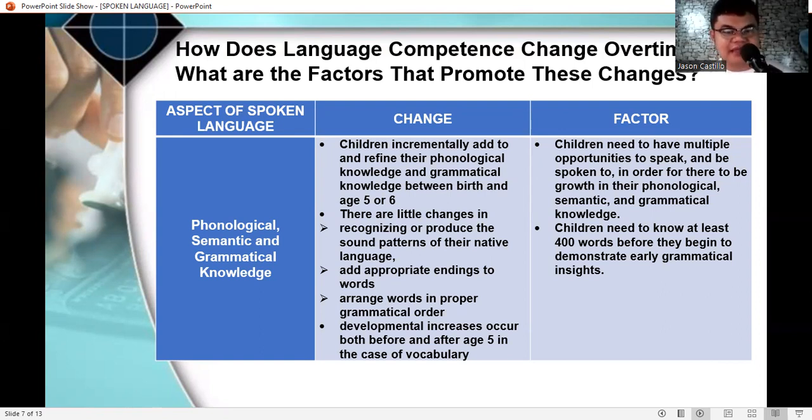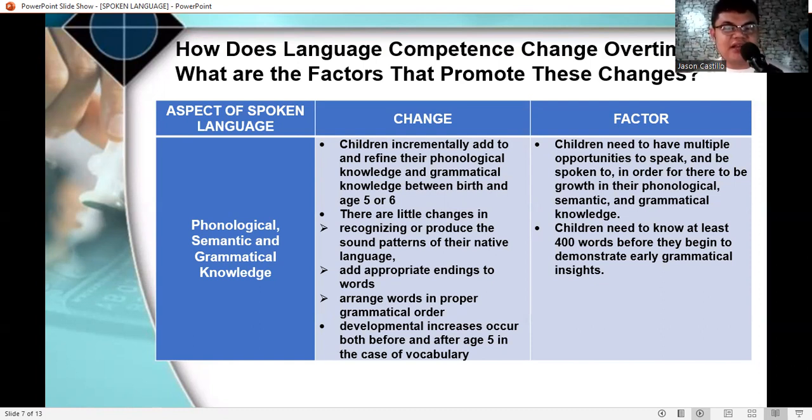The first aspect is the phonological, semantic, and grammatical knowledge. So how does it change over time? According to the paper, children incrementally add to and refine their phonological knowledge and grammatical knowledge between birth and age 5 or 6. So that is the beginning of the change at the age of 5 and 6.